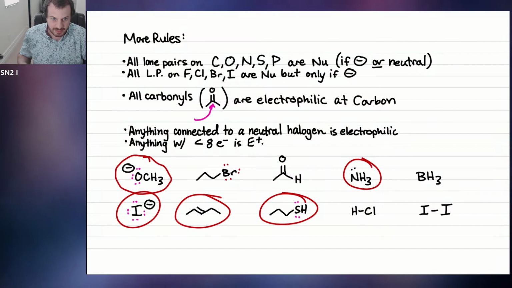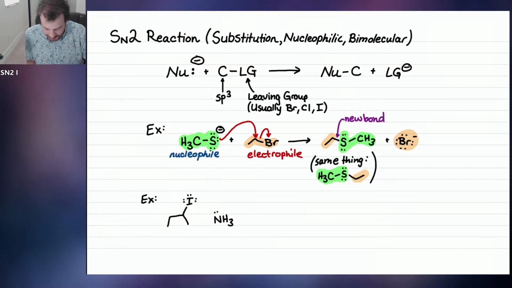So go back to the last lecture and we talked about these more rules, and we saw that lone pairs on nitrogen are nucleophilic if neutral, but lone pairs on things like iodine are only nucleophilic if they're negatively charged. So that helps us identify here that our nucleophile is the NH3 this time. Doesn't matter if you list the electrophile first or the nucleophile first. I like to mix it up just to confuse you.